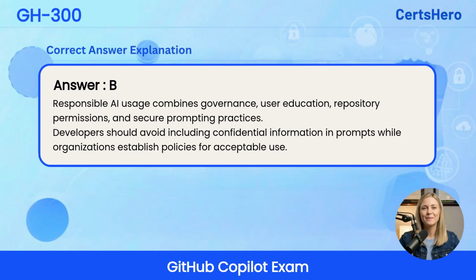Correct answer, B. Explanation. Responsible AI usage combines governance, user education, repository permissions, and secure prompting practices. Developers should avoid including confidential information in prompts while organizations establish policies for acceptable use.